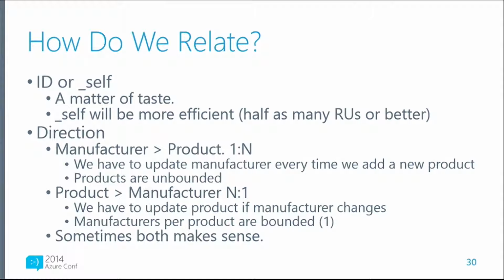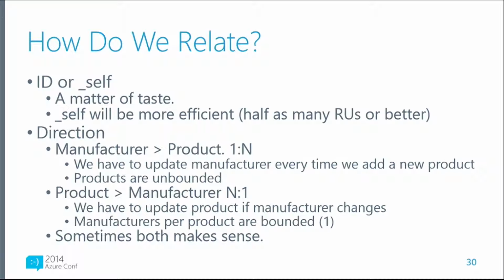On the other hand, if we put the link into product, so product refers to manufacturer, it probably works pretty well, right? The only time that we've got to update the manufacturer link is if the product changes its manufacturer, and so that works out pretty well. Manufacturers for products are typically bounded, and in most cases bounded to 1. Right? So I think that approach probably makes good sense in this scenario. There are actually going to be times when we'll want to go in both directions.